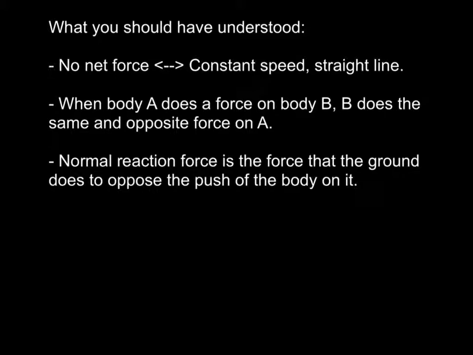Right, so that's it for today. This is what you should have understood. The first idea is that when there's no net force, then the body is moving at a constant speed in a straight line, and vice versa. This goes both ways. Second is that if a body A does a force to the body B, then B is doing the same, an opposite force on A. And remember, these two forces are on different bodies.